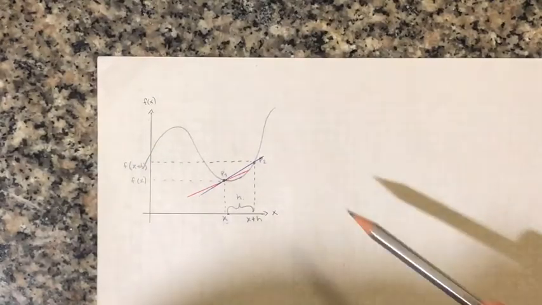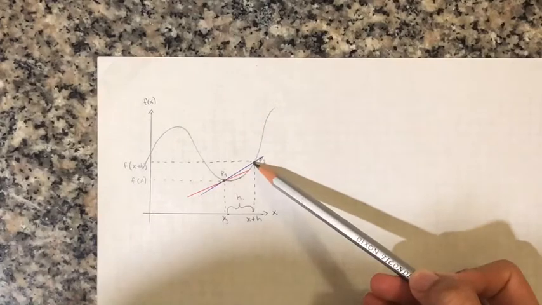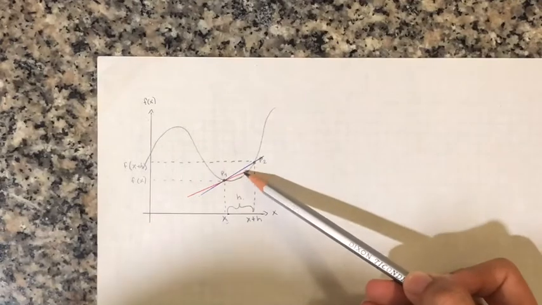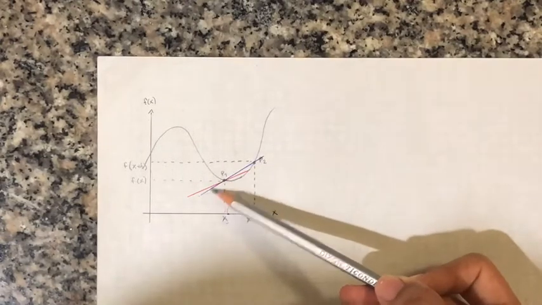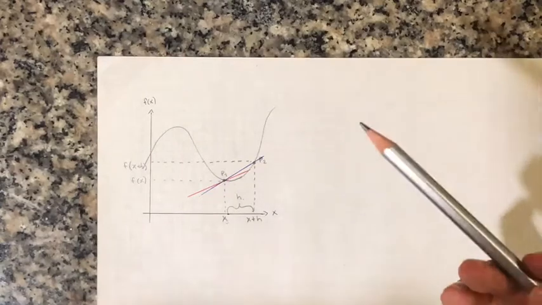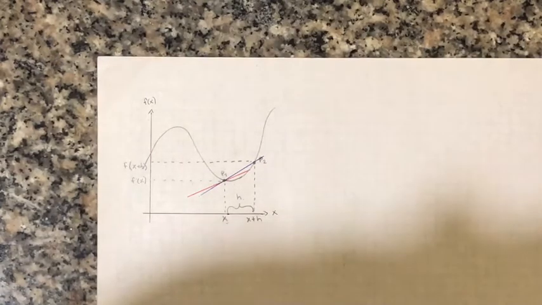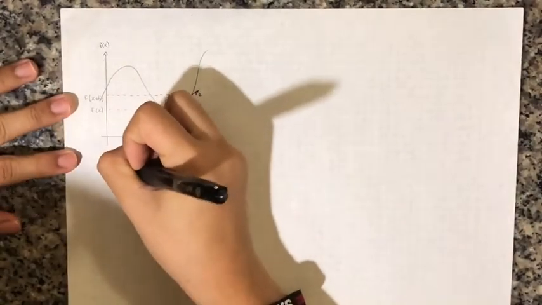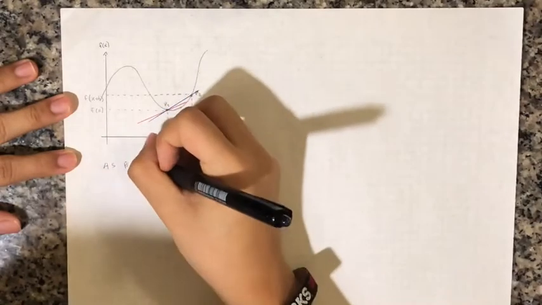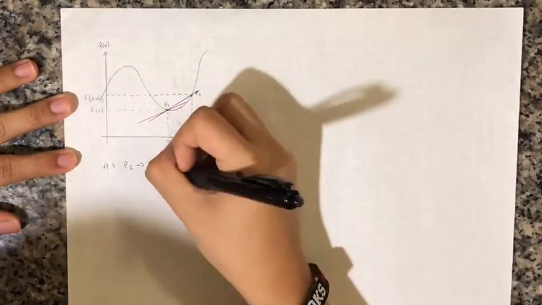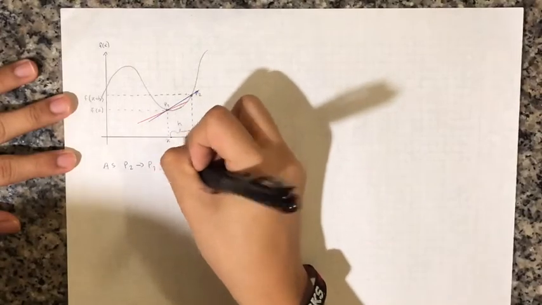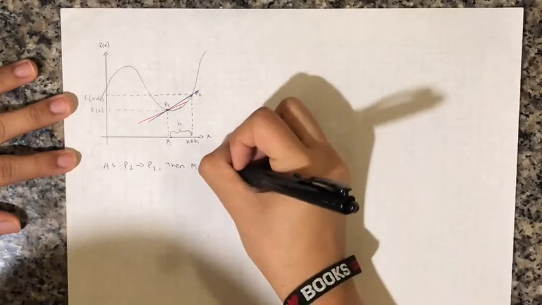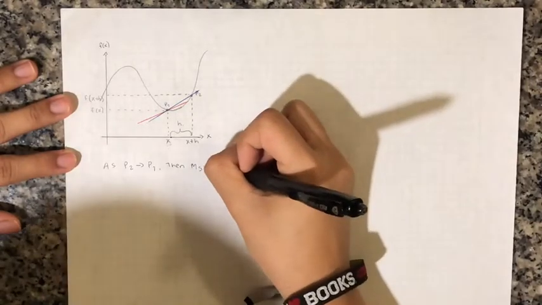If we go back a little, we can remember that if we approach point 2 to point 1, we can get the slope of the tangent line with the slope of the secant line. So with that, we can say the following: as point 2 approaches point 1, then the slope of the secant line approaches the slope, which is m, of the tangent line.